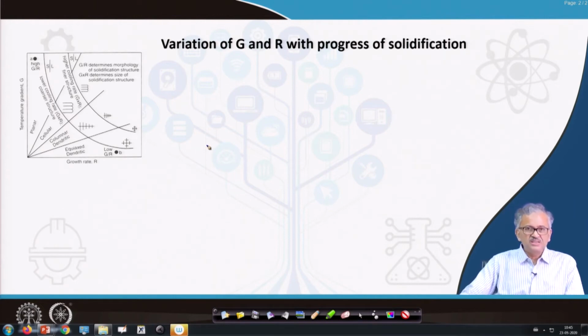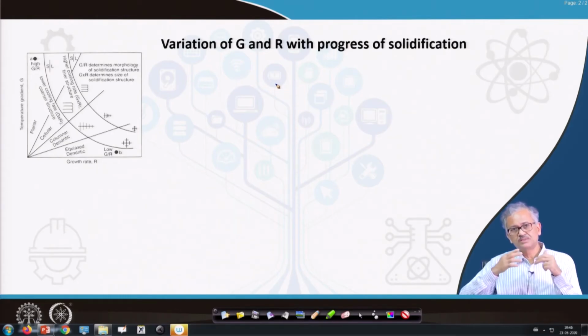So that's why you can get an equiaxed fine dendritic structure. Since G and R are both high, GR, the cooling rate, is very high. Since the cooling rate is high, the solidification substructure is very fine. Initially the number of nucleation sites is also very high at that time. So you get a fine equiaxed dendritic structure.